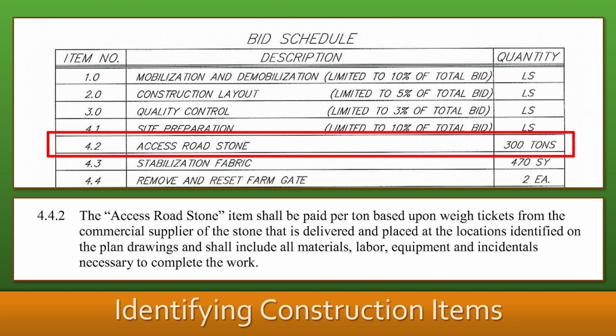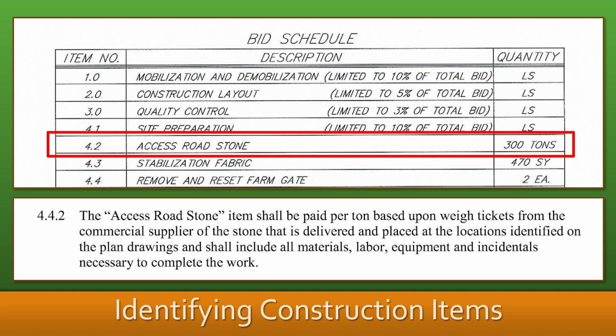From the bid sheet, we can identify the item, number 4.2, and the item name, access road stone, and the method of measurement, ton. But there is no basis of payment. For this, we'll need to reference the project specifications book, which has all the information we'll need, including what's on the bid sheet. The basis of payment details what is required for payment.